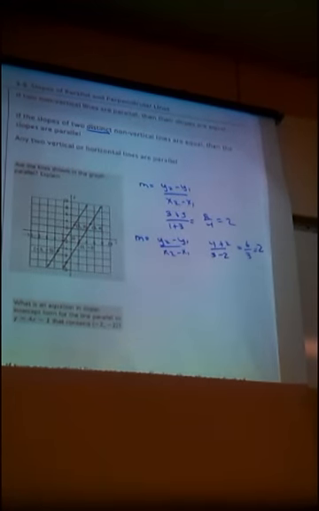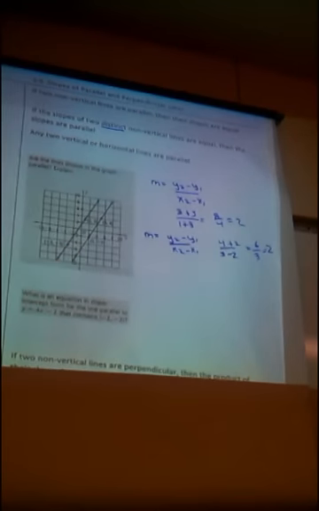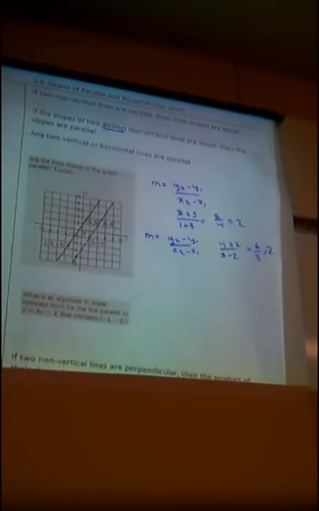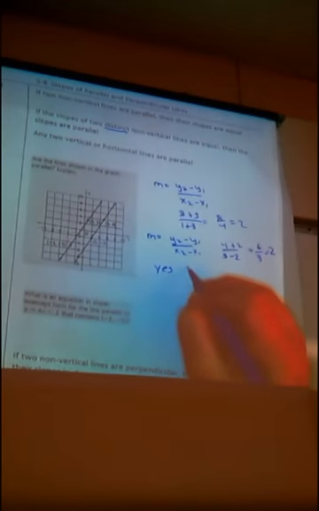So if they have the same slope and they are two distinct lines, not the same line, then they are parallel. Yes, they are parallel.